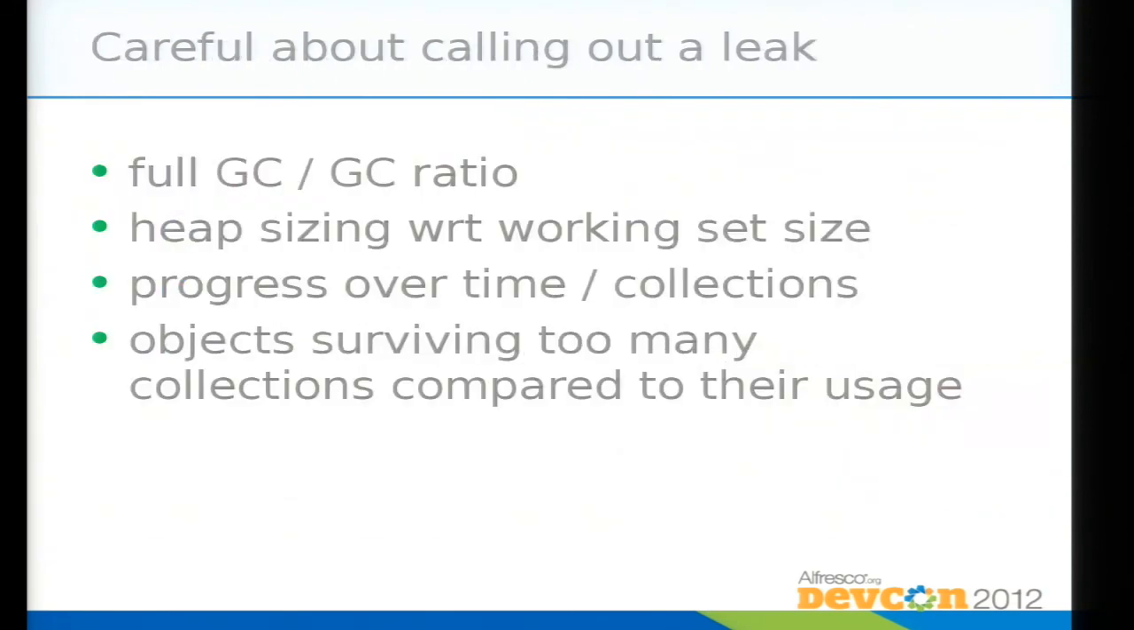So I just included that example because you need to be careful about calling out a memory leak. Sometimes people yell memory leak, and in fact, it's just the JVM configuration that was bad. So you want to look at the full GC to GC ratio, heap sizing with regards to the working set size, progress over time, and objects surviving too many collections.